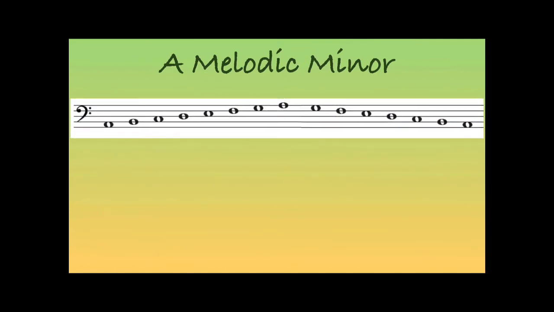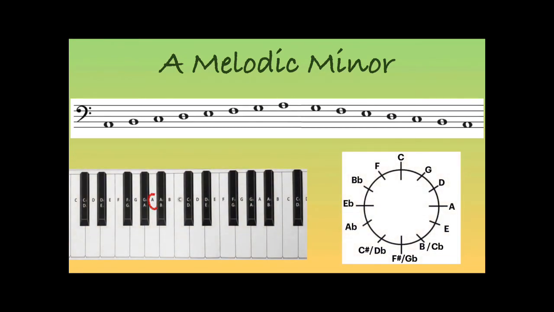Let's continue with an A melodic minor scale. Step 1, put it on the staff. So we've written from an A up to an A and back down. Step 2, let's go up 3 half steps to find the relative major. 1, 2, 3. We've just landed on C.